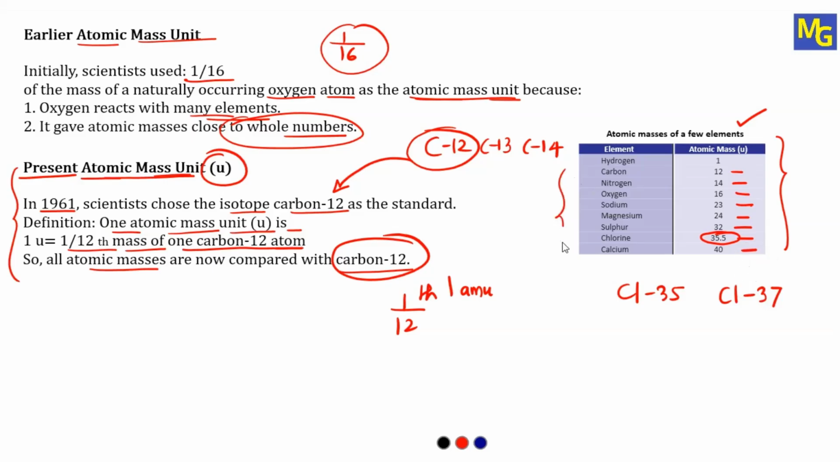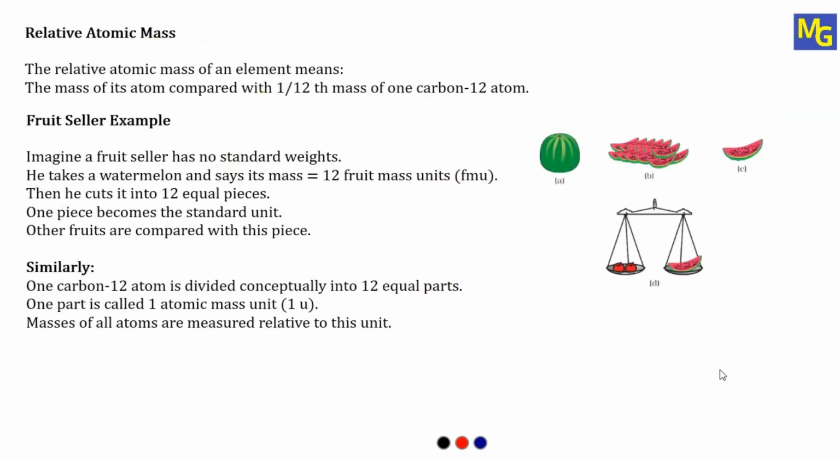So this is the table given in NCERT books where we have the mass of some common elements, and remember this is also very important, you should remember some of the masses of elements. So this was about atomic mass unit. Now we'll move to the next, that is relative atomic mass.